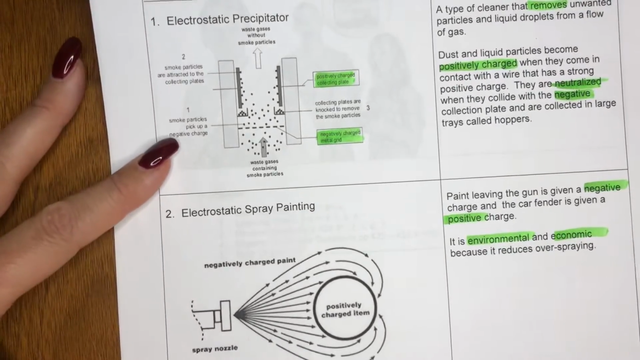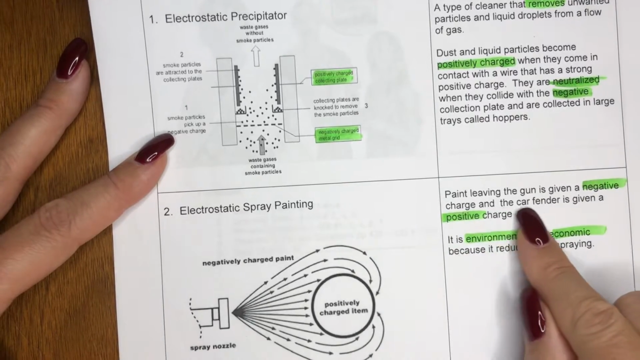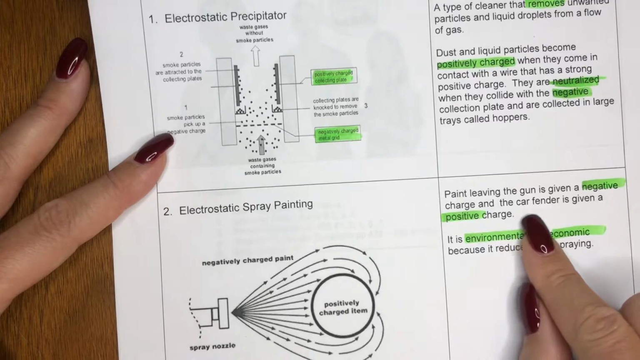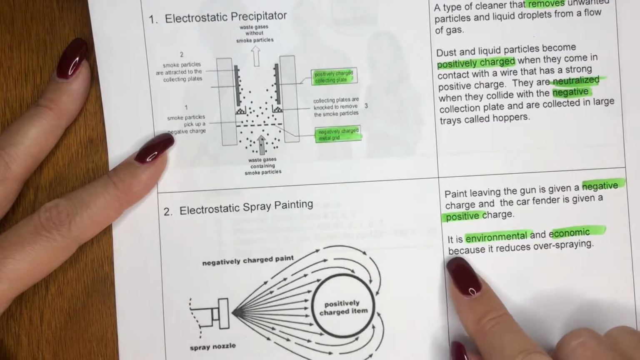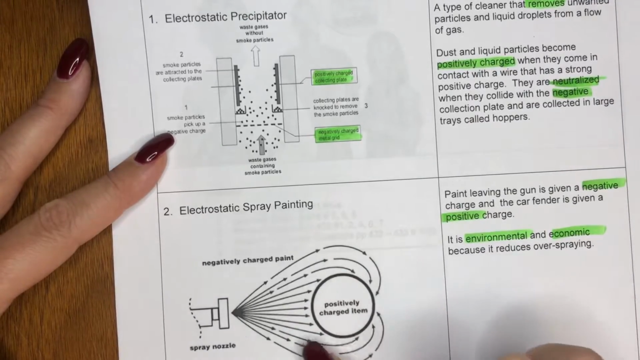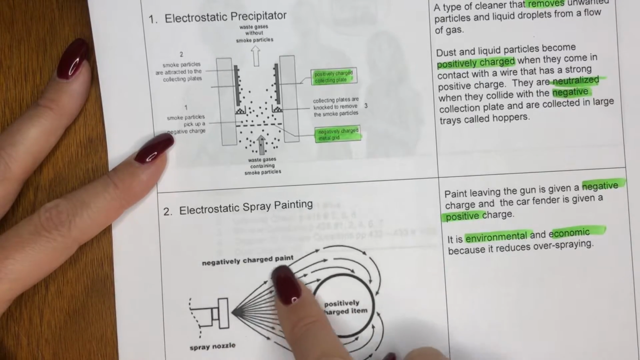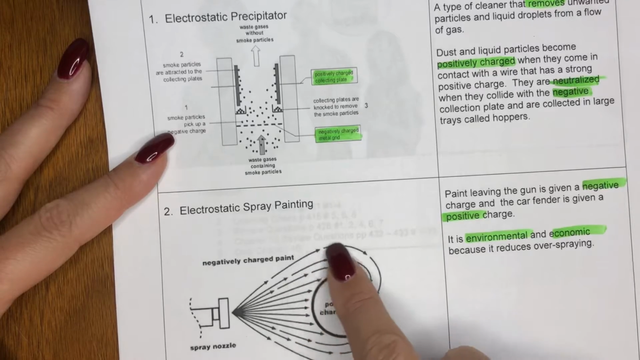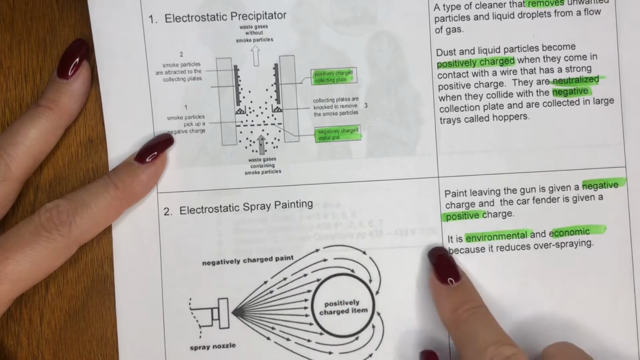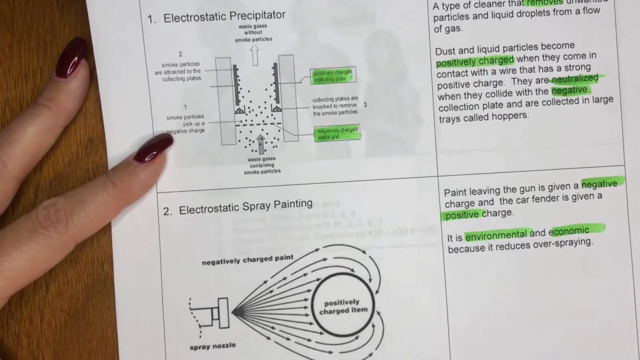The second type is called electrostatic spray painting. This is used for virtually any industrial painting, cars, furniture, and so on. The paint leaving the gun is given a negative charge, and the car fender is given a positive charge. So they're oppositely attracting, and therefore all the paint will go onto the item instead of being sprayed all over. If you see the way the spray is coming out, it would just continue on its trajectory, but because of the charge, it's all attracting to the item. This is environmentally and economically friendly because it reduces overspraying.